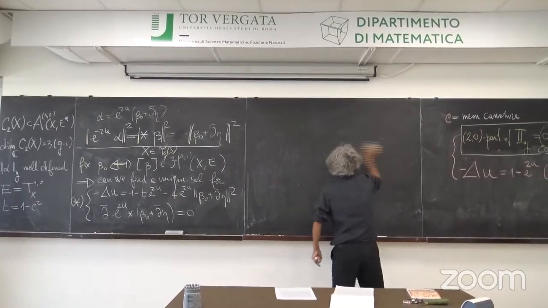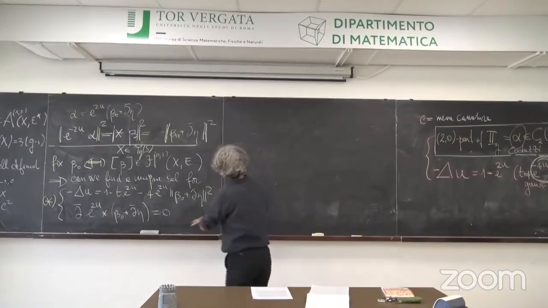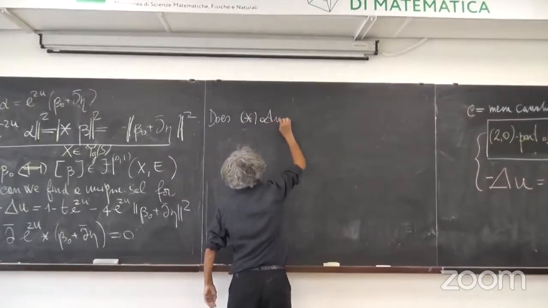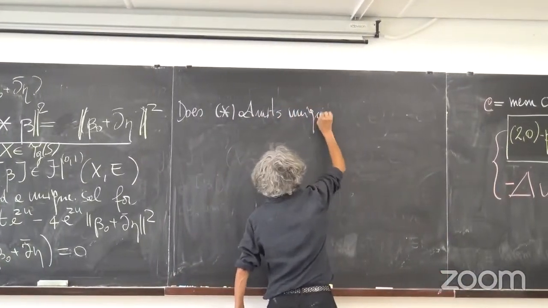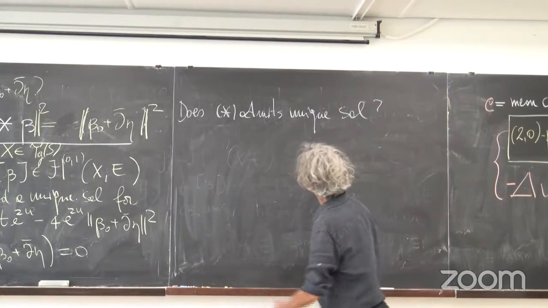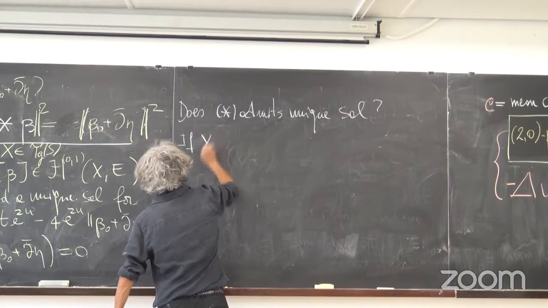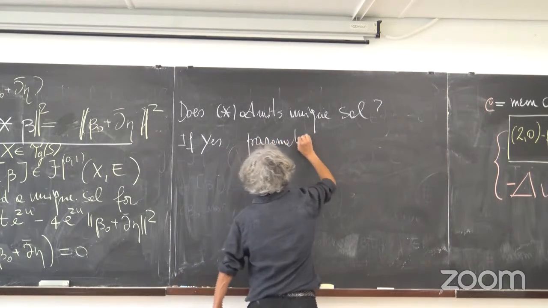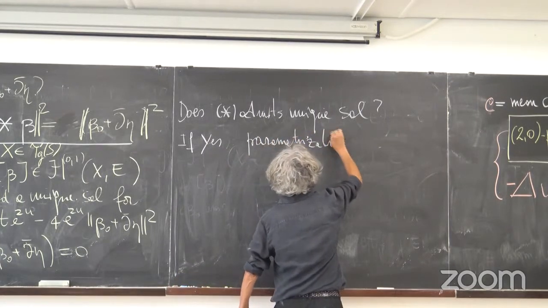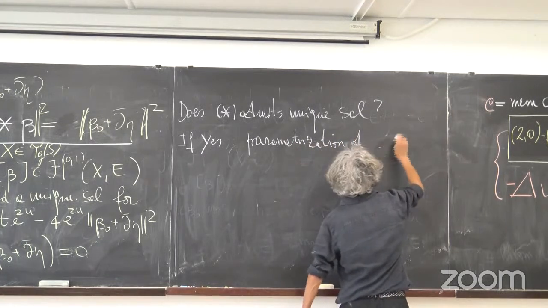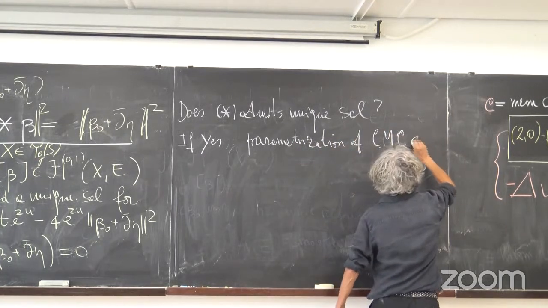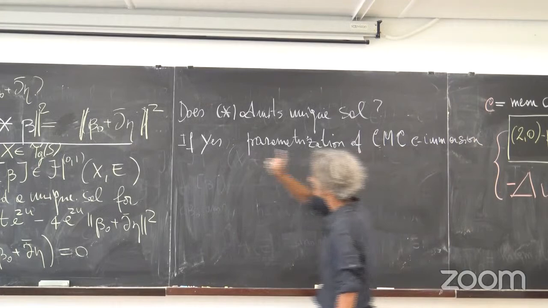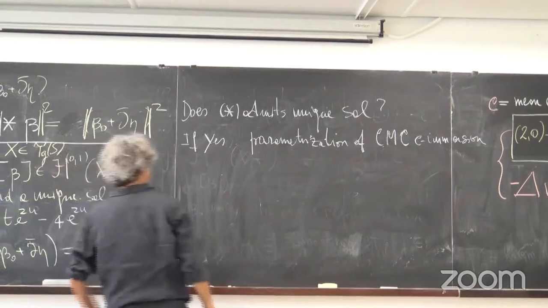And what is important here? This is the question, because if the answer is yes, then we have our parameterization of the moduli space of CMC immersions. The constant c is in the equation, as I said, through the value of t.